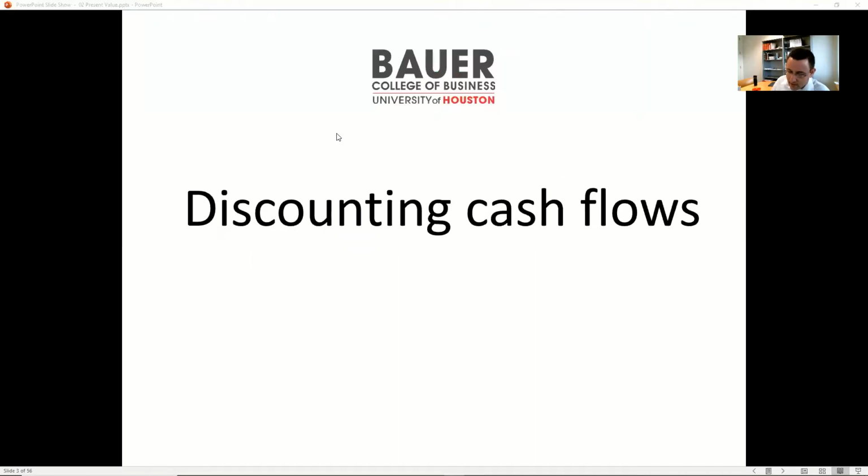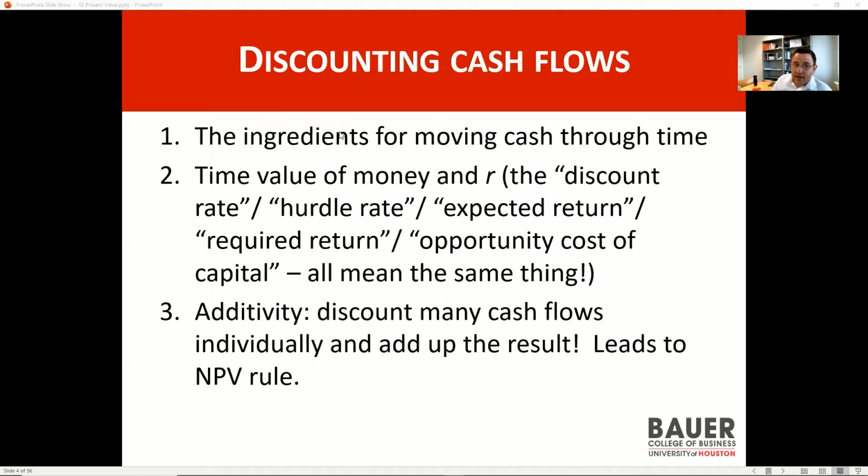Okay, so discounting cash flows. Within this section, we've got these three things to talk about. We want to talk about the ingredients. What are the core pieces of the present value formula? We want to get at the intuition of them.